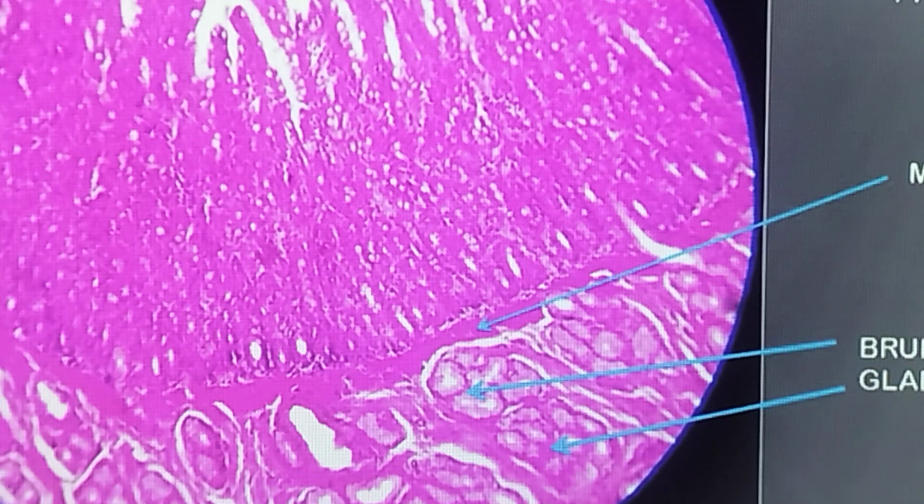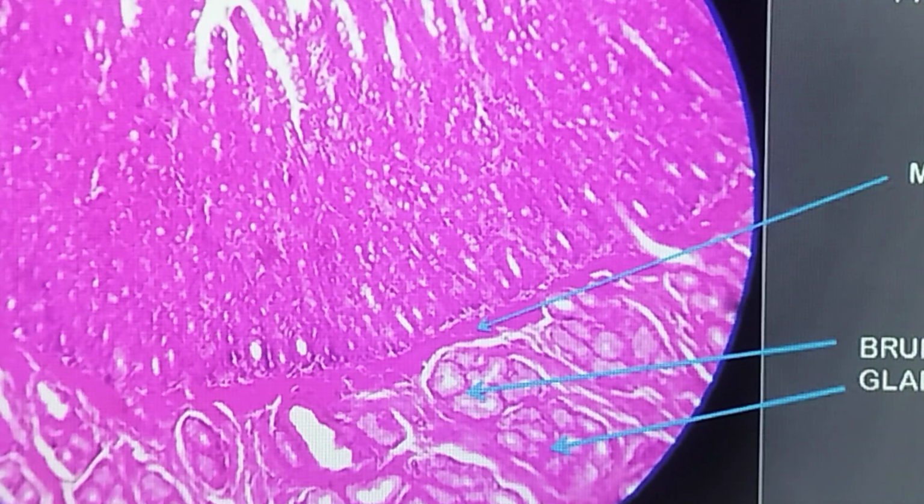Now what are the other things which are missing in this slide? We can see only the mucosa, then the submucosa. You can see the muscularis externa and the serosa are not visible in this slide. So the field of focus is just on the mucosa and submucosa, and this is enough for you to identify this slide as duodenum.